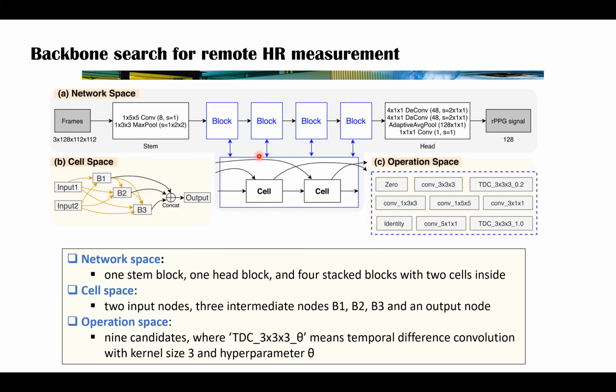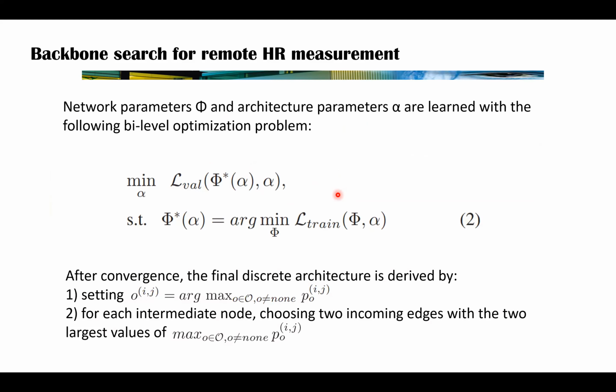And we also consider whether the cell will be shared or unshared. If the cell is shared, the search space will be smaller and it's easier to converge. And for the search optimization algorithm, we choose the very classical bi-level optimization. So we will separate the training set into 2 parts, one small part treated as a validation set.